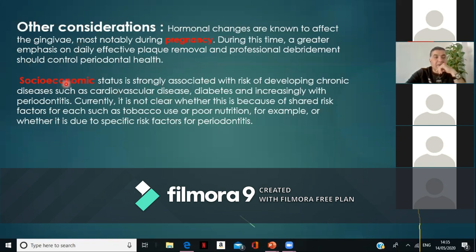Socioeconomic status, as I said, is now strongly associated with the risk of developing chronic disease such as cardiac disease. They saw that patients with cardiac problems, blood pressure, any chronic systemic disease are more prone, or there is a link between them and gum disease.